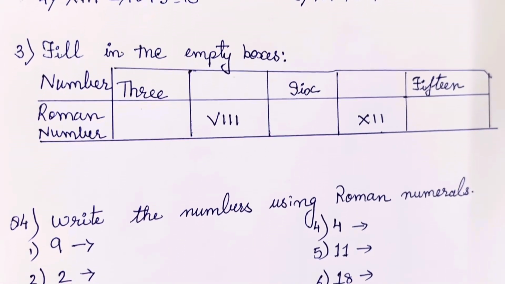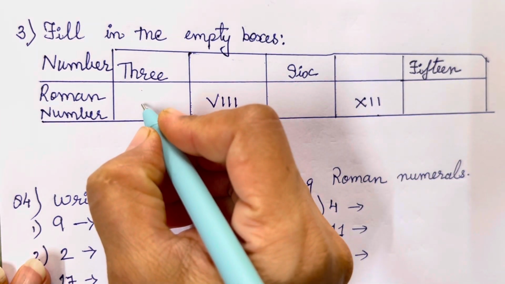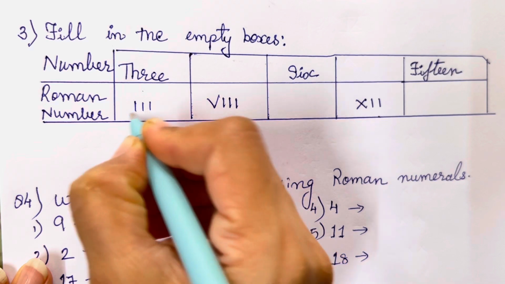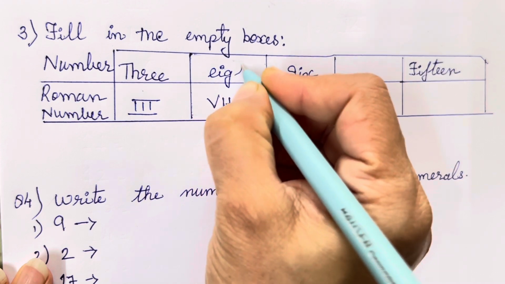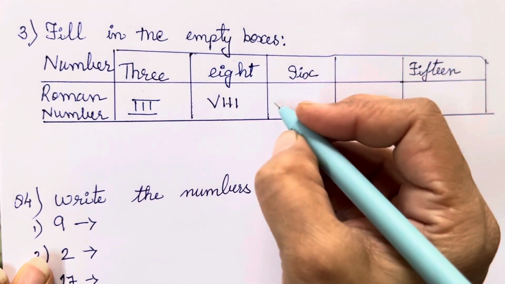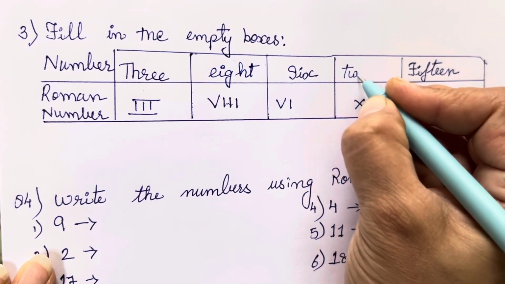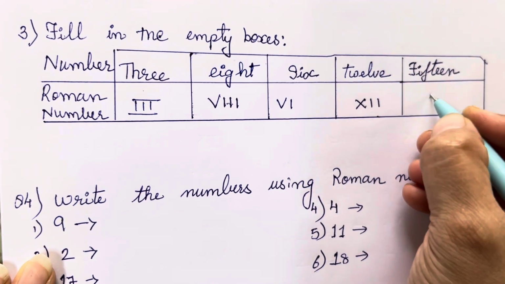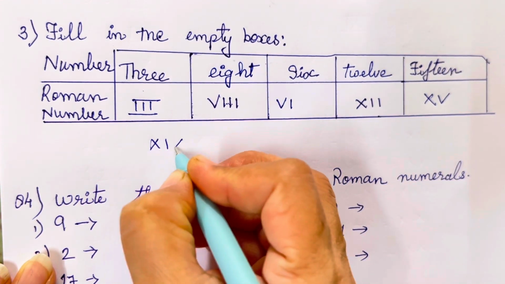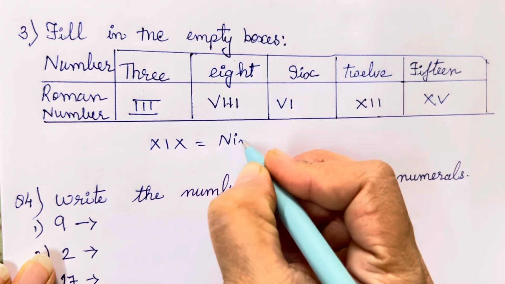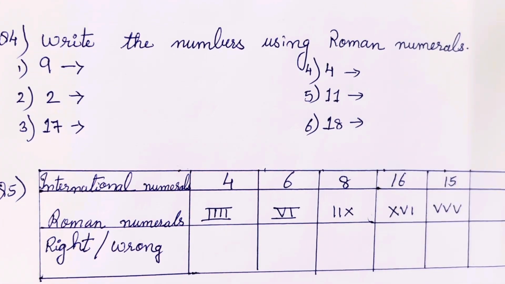Now let's move on to the next question. Fill in the empty boxes. So this is number 3. You have to write it in the form of Roman numbers. When Roman numbers have been given, you have to write it in the form of words. When words have been given, you have to write it in the form of numerals. 12, so you have to write the spelling of 12. Then comes 15, so 10 plus 5, and 19 I have forgotten to write. So Roman numeral has been given, and here you have to write 19. Got it?